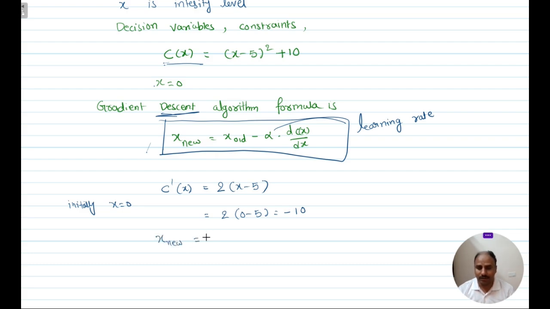Now substituting in the x new, that is the new intensity level we are obtaining. x old is 0, minus learning rate 0.5, and our C dash of x is minus 10. So it will give you the answer 1. Okay.